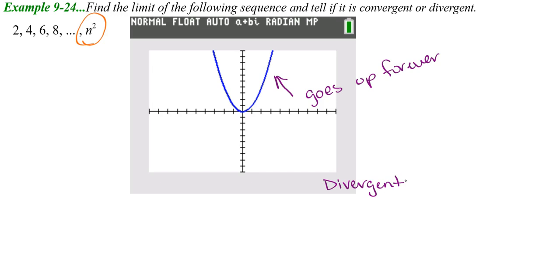And then remember, if a sequence is divergent, then my limit as n approaches infinity does not exist. In this case, we could say this is infinity because it is going up forever. So technically we can put the infinity there to let someone know that it is going up forever.